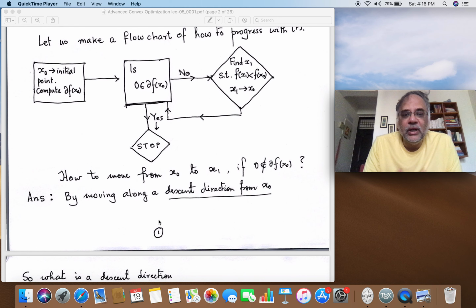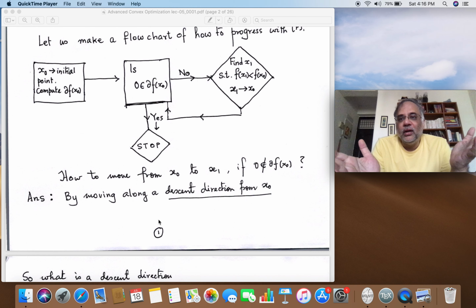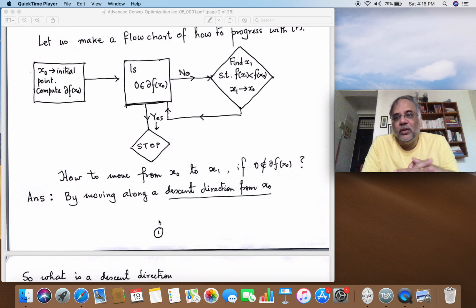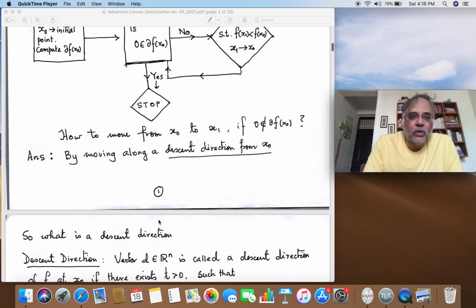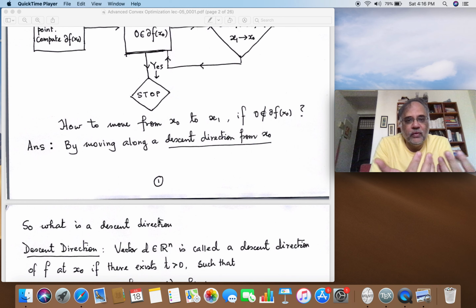Now, what do you mean by descent direction when your function is not differentiable? When it is differentiable, most of us know that taking the negative of the gradient becomes a descent direction. That is, you try to find a direction d such that the gradient of f at x dot product with d would be strictly less than 0. That is the definition of a descent direction for the differentiable case. And let us see what we will do in our case. See what happens when you have a convex optimization problem.